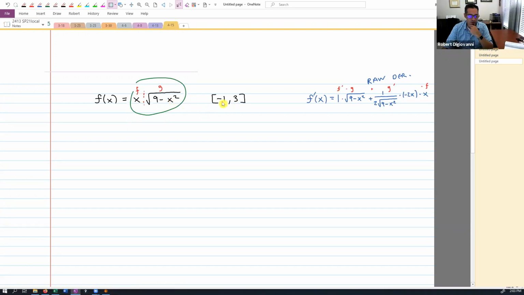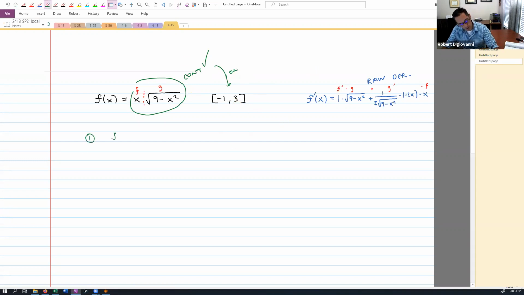Look at our domain. It's between -1 and 3. That should be okay, because even if I plug in -1, -1 squared is 1, 9 take away 1 is 8, so that I can do. So this is continuous on this interval, and we can proceed with the closed interval method. Had this interval gone from like -10 to 10, then we couldn't do it. The first thing I want to do is find the critical numbers.